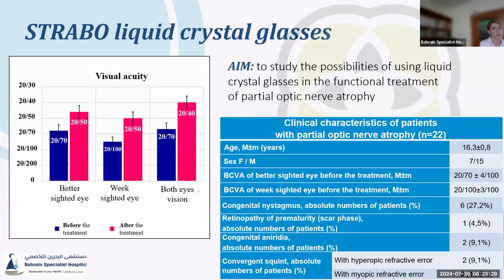About these liquid crystal glasses, again, we conducted a study, the aim of which was to test the possibilities of using these glasses in the functional treatment of congenital partial optic nerve atrophy. As a result, as you can see in the graphics, on both the better-seeing eye and the weaker eye, as a result of wearing these glasses, the visual acuity increased.